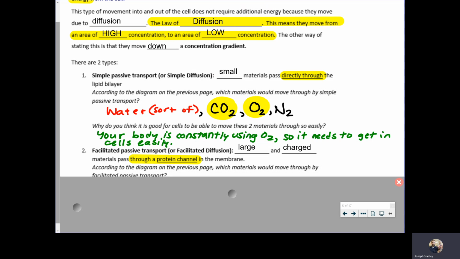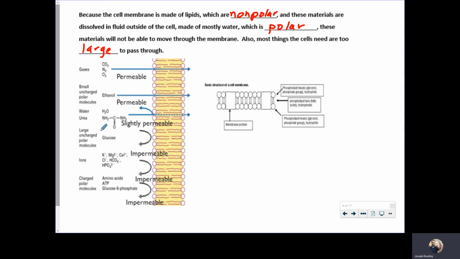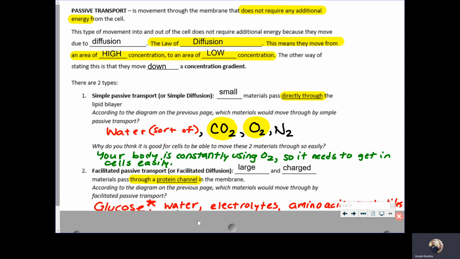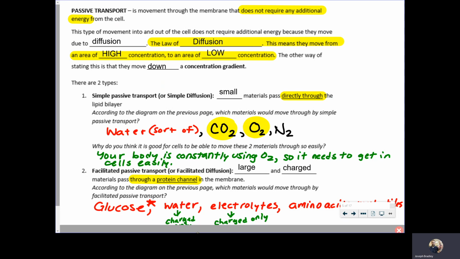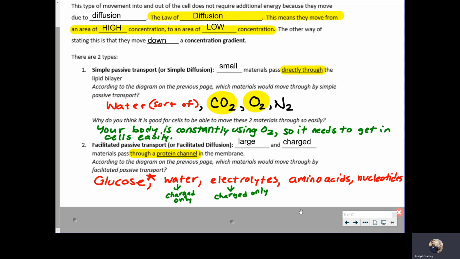So if you look at the diagram, the things that are not going to be able to pass through, that you need, like glucose, ions, amino acids, ATP, are going to have to travel through a protein channel. So glucose, water: there are some protein channels that we've learned that move water, called aquaporins. Electrolytes are charged, so they can't pass through. Amino acids and nucleotides, all those things have to travel through a protein channel.